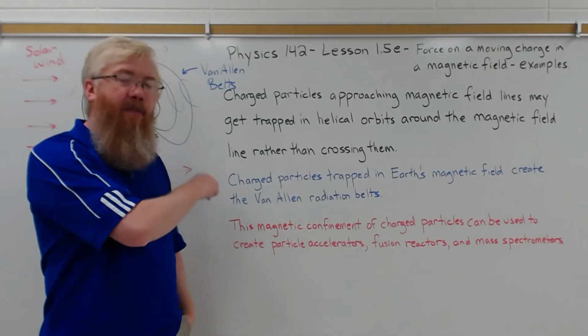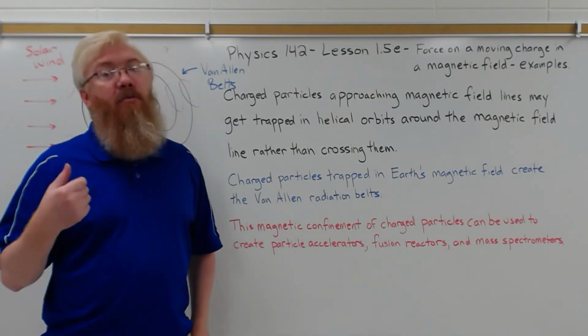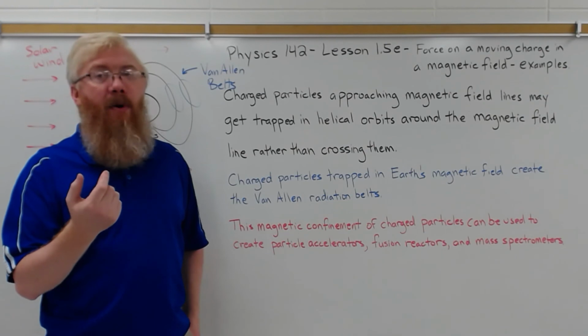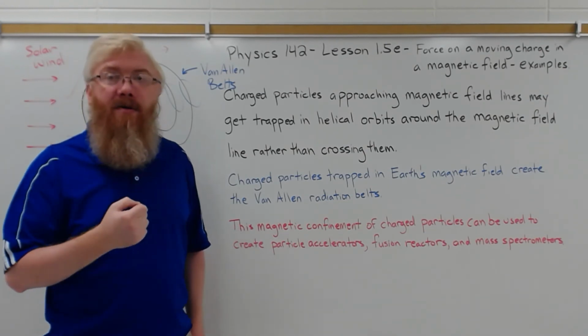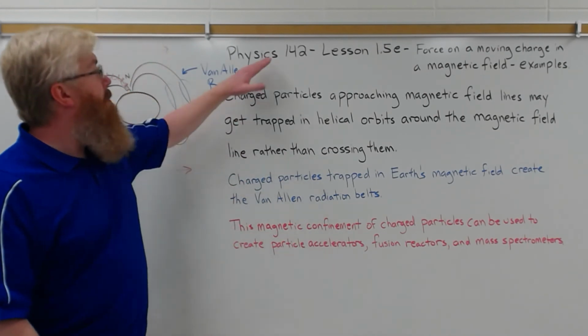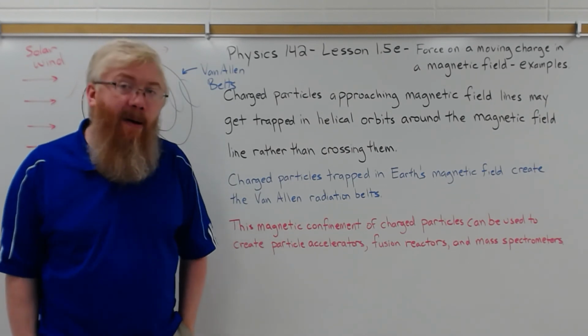Because remember, in the previous equation, the radius depended on the mass of the particle. So more massive particles create larger radii orbits. Smaller mass particles create smaller radii orbits. So you can use that to determine how big or small a particle is, which helps you identify it. So magnetic fields and the application of magnetic fields has a lot of application in industry.